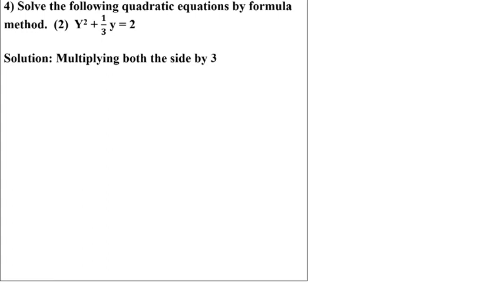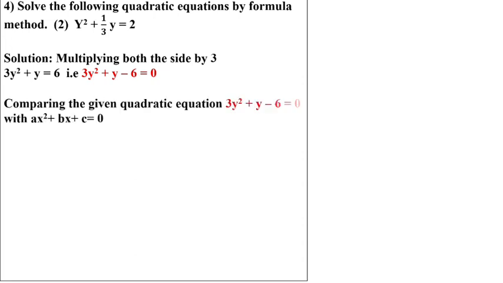Same way we will solve the second sum of question number 4. The question is given: y square plus 1 upon 3 y equal to 2. Now the 3 is given in the division form. So what we will do first? Multiplying both the sides by 3 because the denominator is given 3. So here we get the equation 3y square plus y equal to 6. It means the 6 will come to the left side and become minus 6.